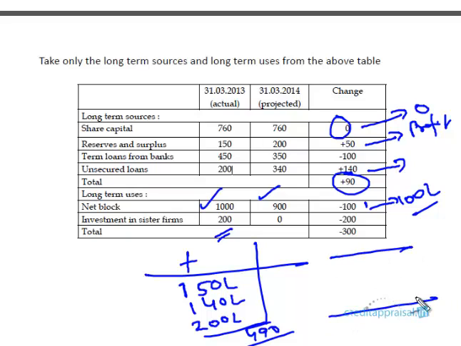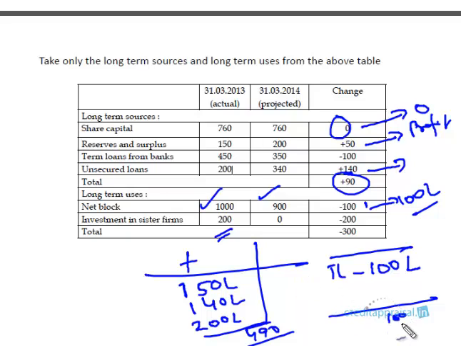What then is the company saying, right? The long-term uses we have for the next year is only a repayment of term loan. That is our 100 lakhs. We have to repay 100 lakhs. That's the only thing. That's what the company is saying. No other long-term use, isn't it? Right. So this is only 100 lakhs.